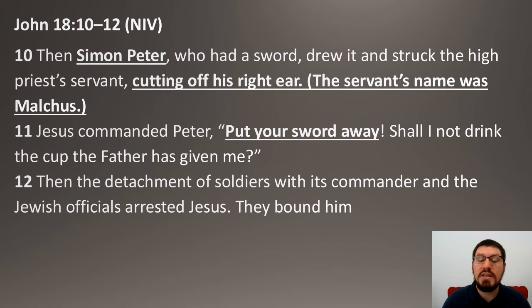So now we see that who it was is named right here. John tells us, look, it's Peter. And then we see that he's cutting off his right ear. Okay, look, John tells us that as well. But now John tells us something else. He says the servant's name was Malchus.